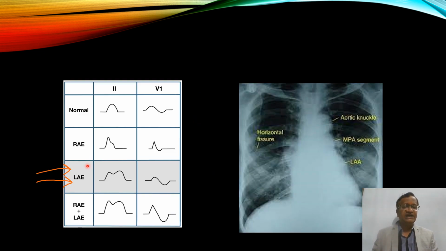Now left atrial enlargement in V2 will be like this, bifid, and this is a biphasic P wave. This is left atrial, more than 2 squares. There may be a thickening of the bronchial fissure. You see here the left atrial dilatation. Here there must be a pulmonary bay. This is gone, so the aortic knuckle comes. The bay is gone. That is why the heart border straightens.